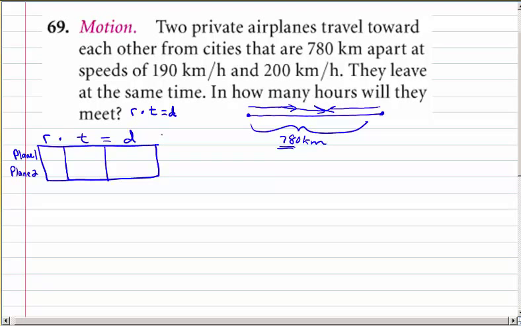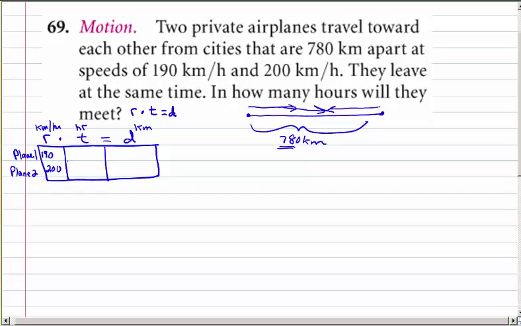And they've given us the rates. One of them is traveling at 190, and our units are kilometers per hour on rate, so our time is going to be measured in hours, and our distance is going to be measured in kilometers. And the other one is traveling at 200 kilometers per hour. They leave at the same time, so in how many hours will they meet?